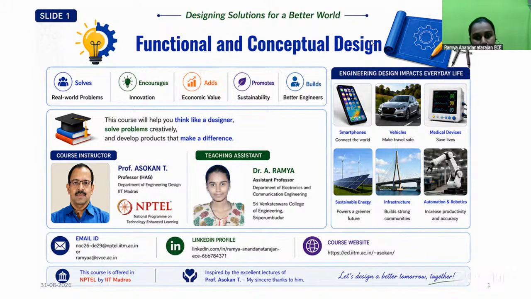I'm Dr. A. Ramya, Assistant Professor in the Department of Electronics and Communication Engineering in Sri Venkateshwara College of Engineering, Sriperumbudur. I'm the teaching assistant for the course Functional and Conceptual Design under the guidance of Professor Asokan T. in the Department of Engineering Design, IIT Madras. I have prepared these live session materials based on his NPTEL lecture and guidance. So today we'll move on to the content.